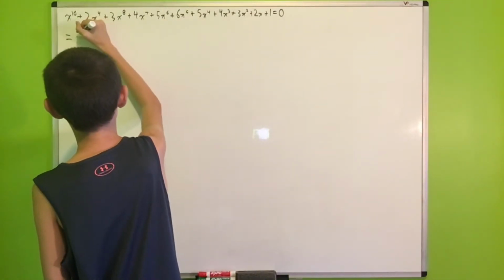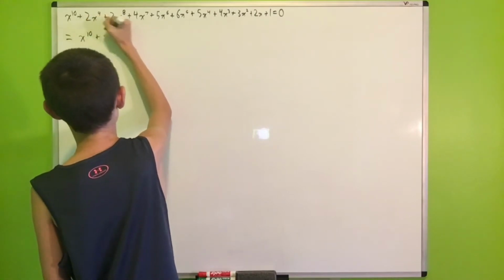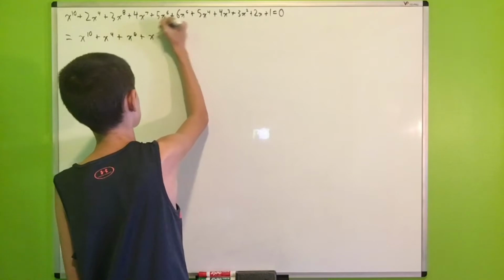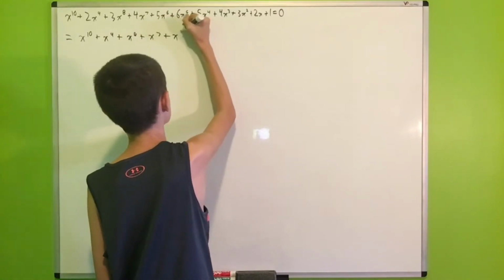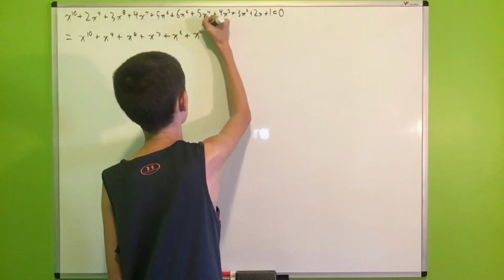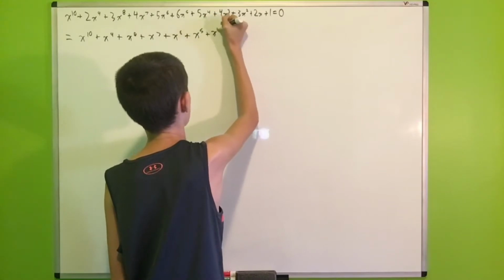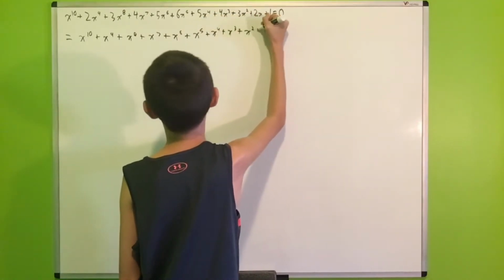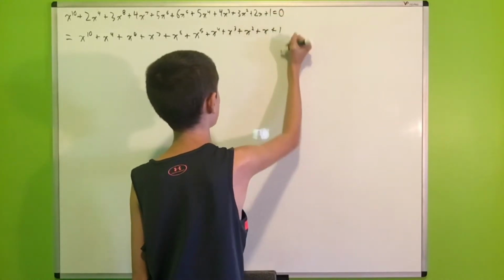So we'll have x to the 10th plus x to the 9th plus x to the 8th plus x to the 7th plus x to the 6th plus x to the 5th plus x to the 4th plus x cubed plus x squared plus x plus 1.